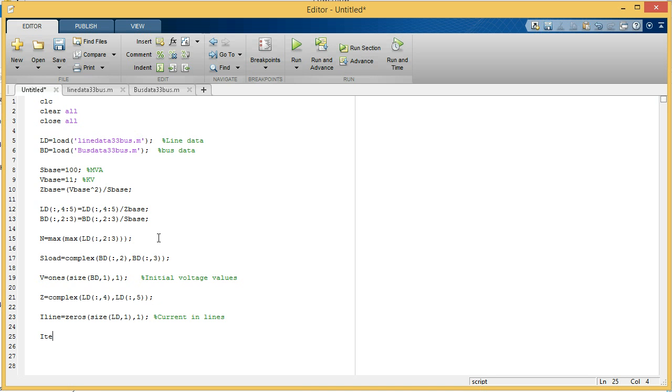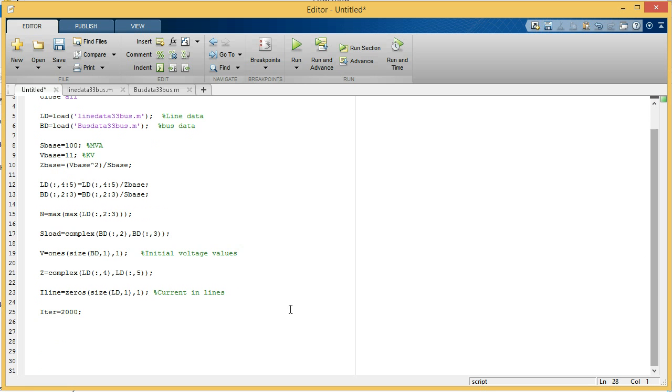And we define the iteration number. For example, I want to repeat this for 2000 iterations. I think 2000 is more than enough. Usually the algorithm converges in less than 100 iterations. Okay, so we are going to start our main loop, which is our backward forward sweep method.